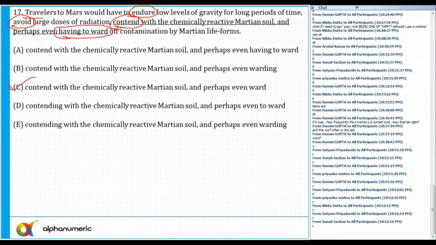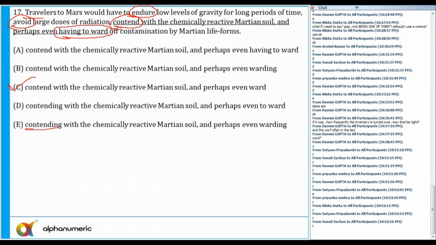Yes. They would have to contend with the chemically reactive Martian soil and perhaps even ward off contamination by Martian life forms. Yes, endure, avoid, contend, ward off. "Having to" is not required. C is the answer, rightly marked by all of you. Satyam, E cannot be right because I cannot change the verb form. I cannot make it "-ing." If you want to use the continuous form of the verb, all four verbs should be in the present participle, "-ing" form. So the answer for question 17 is C.